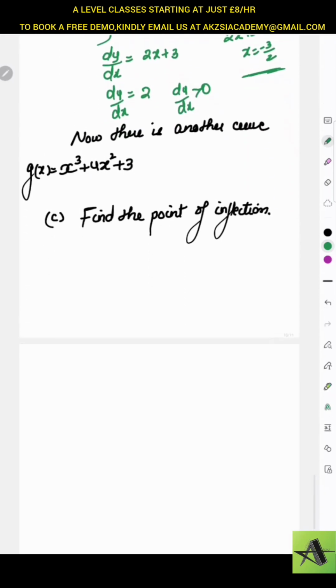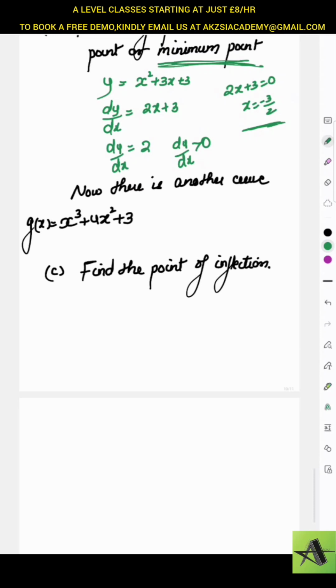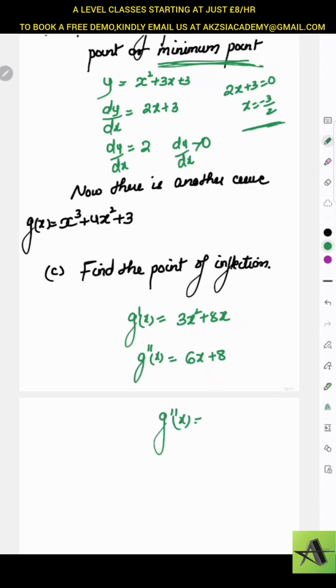Now there is another curve, g(x) = x³ + 4x² + 3, and we have to find the point of inflection. We know the point of inflection is where the double differentiation is equal to 0. So let me differentiate it one time, which gives me 3x² + 8x. So the second derivative gives me 6x + 8. The point of inflection is when this becomes 0, so 6x + 8 = 0 and x is equal to -8/6, or -4/3. So that's the point of inflection.